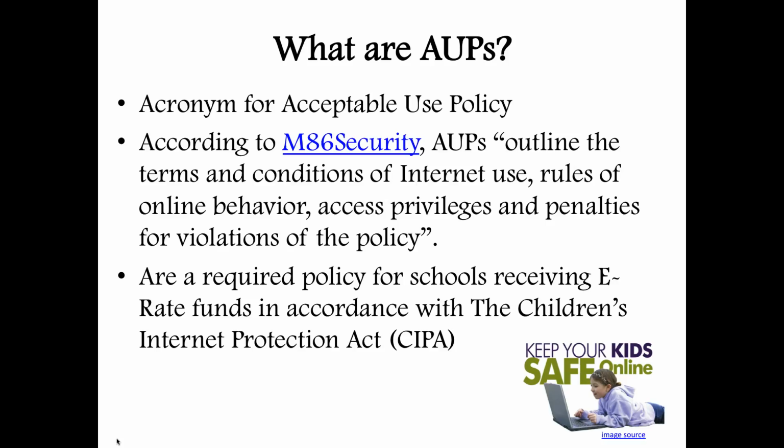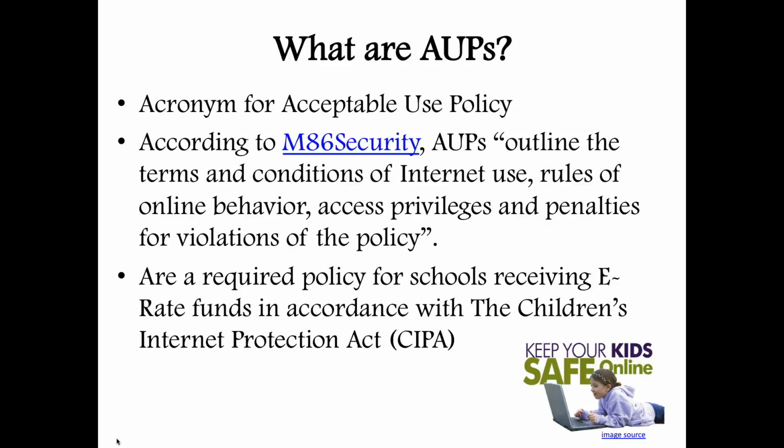AUP is short for Acceptable Use Policy. An Internet Acceptable Use Policy should define the purpose of the policy. It should also include what is deemed acceptable use and unacceptable use of the Internet and network systems. The policy should also include consequences for violating the policy, as well as permission forms for parents, staff, students, and faculty to sign in acknowledgement of the policy.